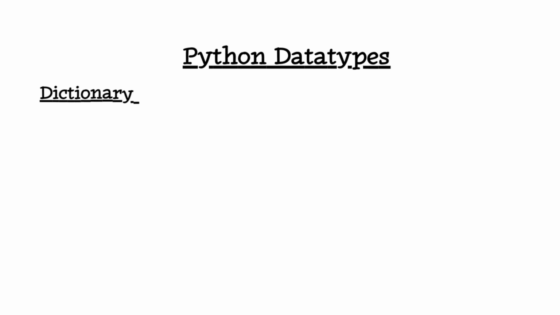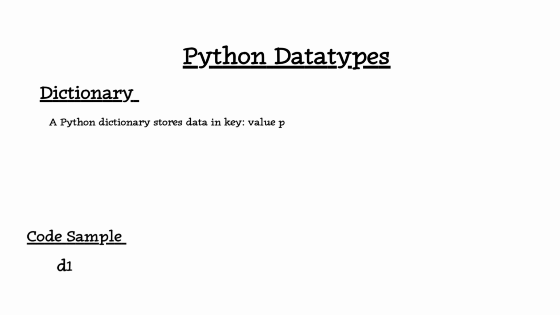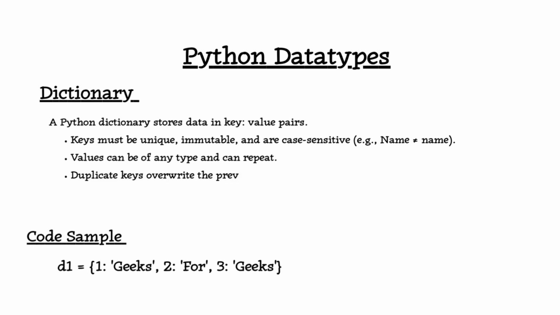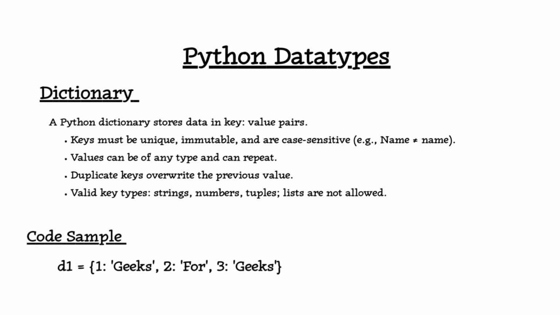Now let's try to understand Python dictionary. A Python dictionary is a data structure that stores values in key-value pairs. Keys must be unique and immutable, while values can be of any type. If a key is repeated in the dictionary, the previous value gets overridden. And in a dictionary, we use curly braces to define the dictionary.